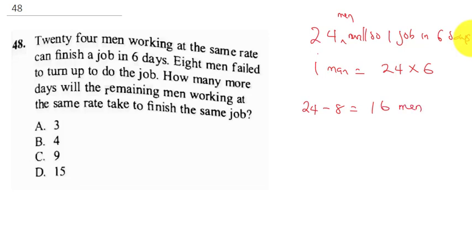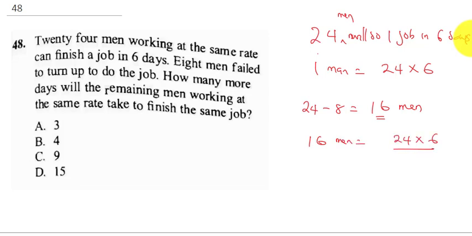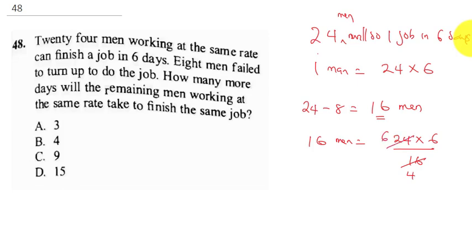Now, let's check how long it will take the 16 men to do the job. For 16 men, it will be 24 times 6 divided by 16. Now, I think 4 can divide. 4 in 24 is 6. So we'll have 6 times 6, which is 36, divided by 4. So this gives us 9 days for 16 men to do the job.